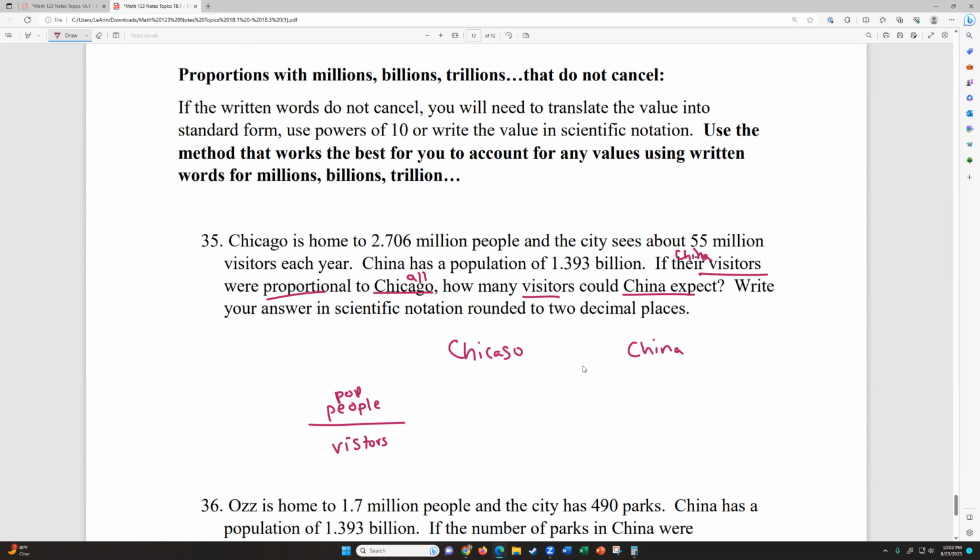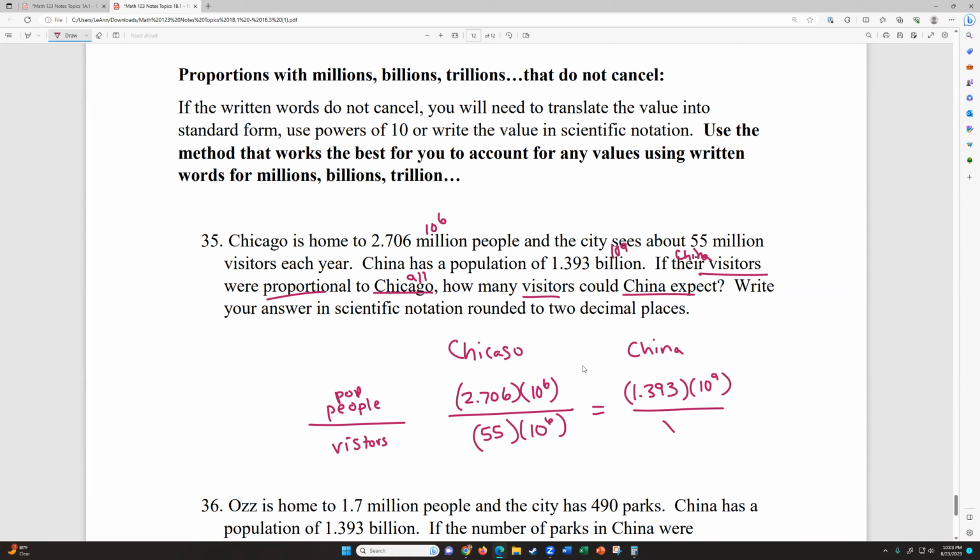Okay, so 2.706 times 10 to the 6 for the million. Okay, that's the number of people in Chicago. They see 55 million visitors every year. So that's 55 times 10 to the 6, because the word million is the 10 to the 6. China is going to have a population of 1.393 billion, which is 10 to the 9th, because it's another group of 3 beyond millions.